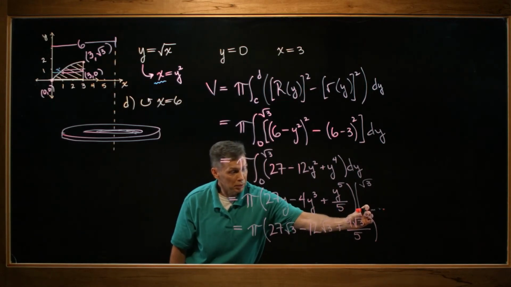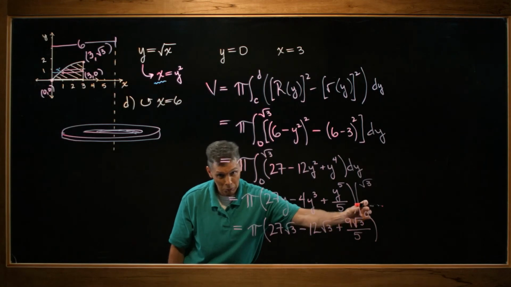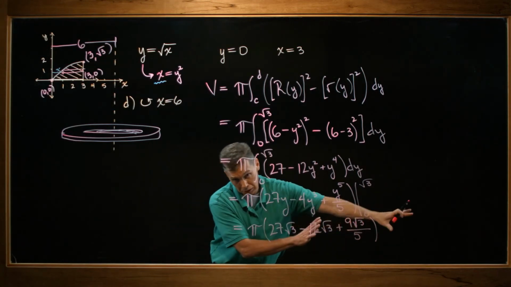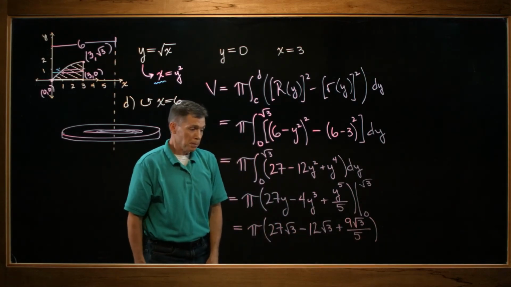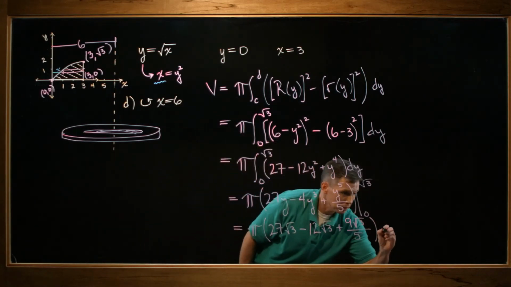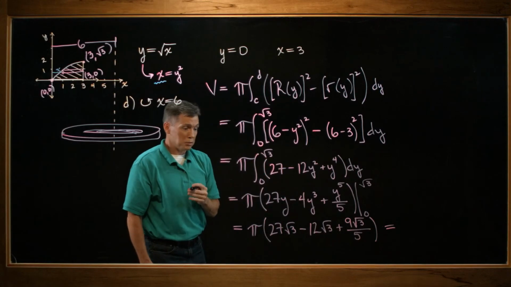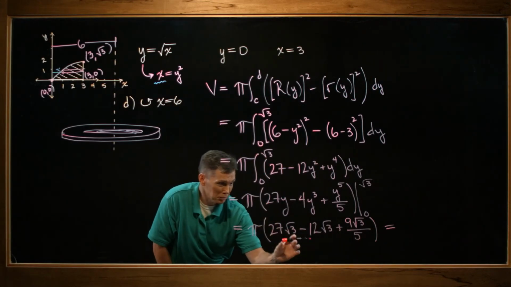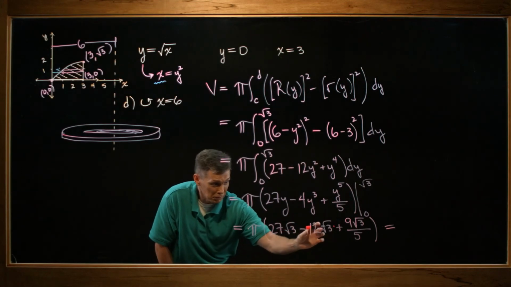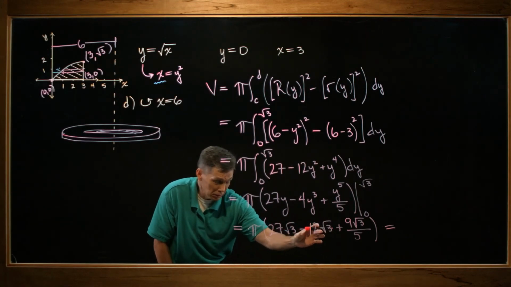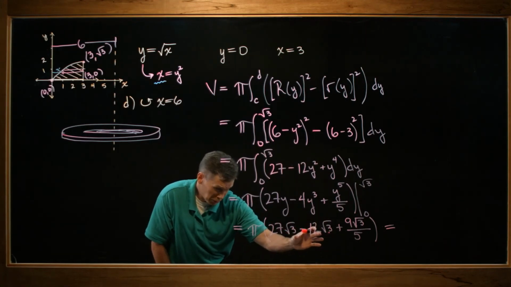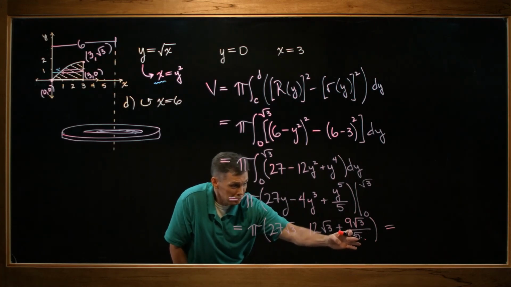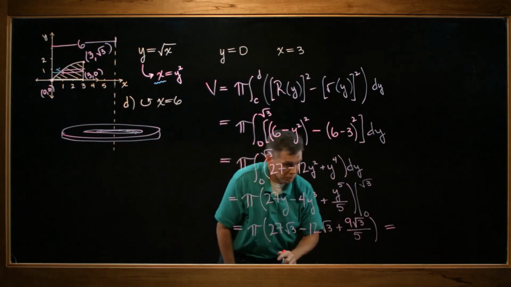Subtract what happens when you plug in that lower limit, but our lower limit was 0. They were being nice to us there, so that would have been 0, 0, 0. So there's really a subtract 0 there. Now I'll just clean up a little bit, which if I wanted to go to a calculator I could, but I'm feeling brave enough. 27 square roots of 3, take away 12 square roots of 3. That would be 15 square roots of 3, and I'll get a common denominator of 5. That puts me up to 75 square roots of 3 plus 9.